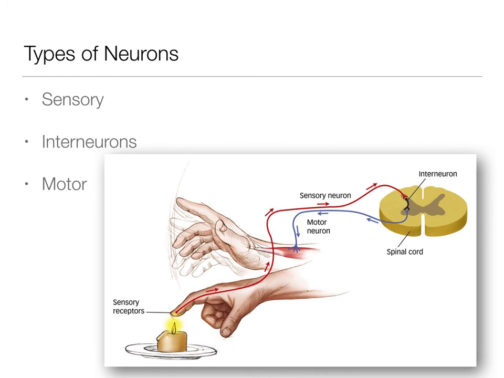So we have several kinds of neurons. We have sensory neurons. Here you see the red line in this graphic is a sensory neuron, and that's where you're sensing something: feeling something, tasting something, seeing something. You have an inner neuron, which communicates between the sensory neuron and the motor neuron. And the motor neuron is the one that makes you move, right?